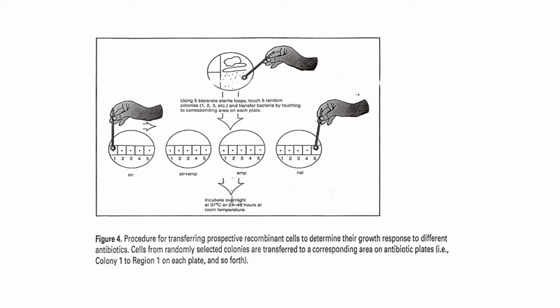The loop is sterilized and again a single colony from the mating plate is collected, and this second time around, section 2 on each of the 4 plates is inoculated. This process is repeated until all 5 sections on all of the plates are inoculated with the recombinant bacterial cells.